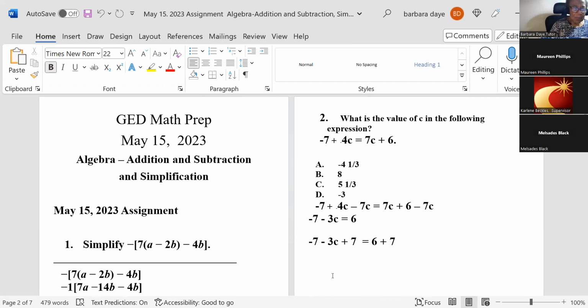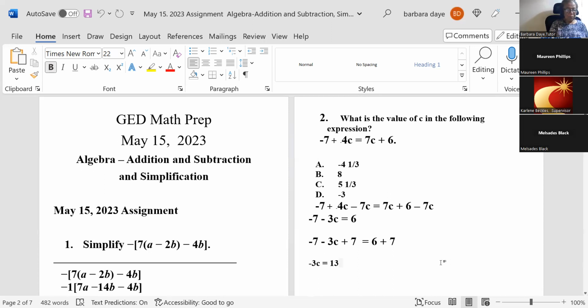Okay, so we have a 0 then. Yeah, minus 7 plus 7 is 0. So what do you have left? Minus 3c, right? Okay, equal. And you have a 6 plus 7. What's that equal to? That's 13.